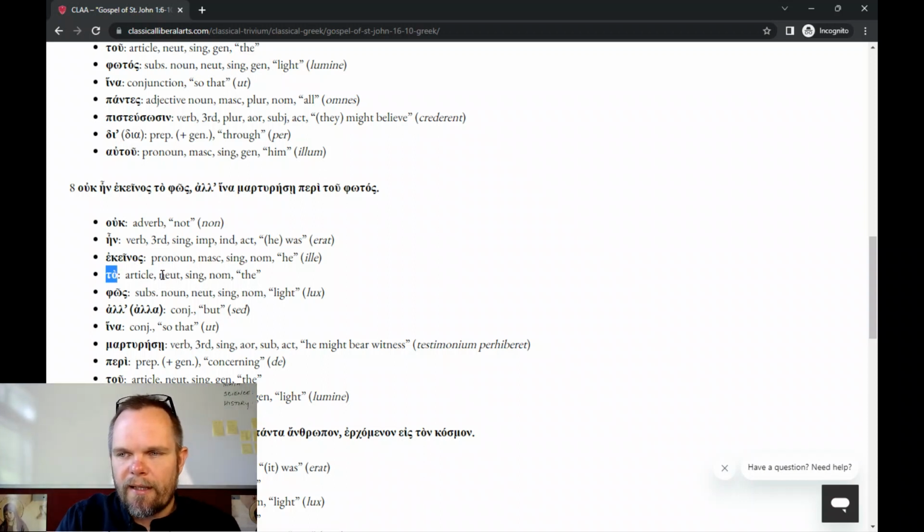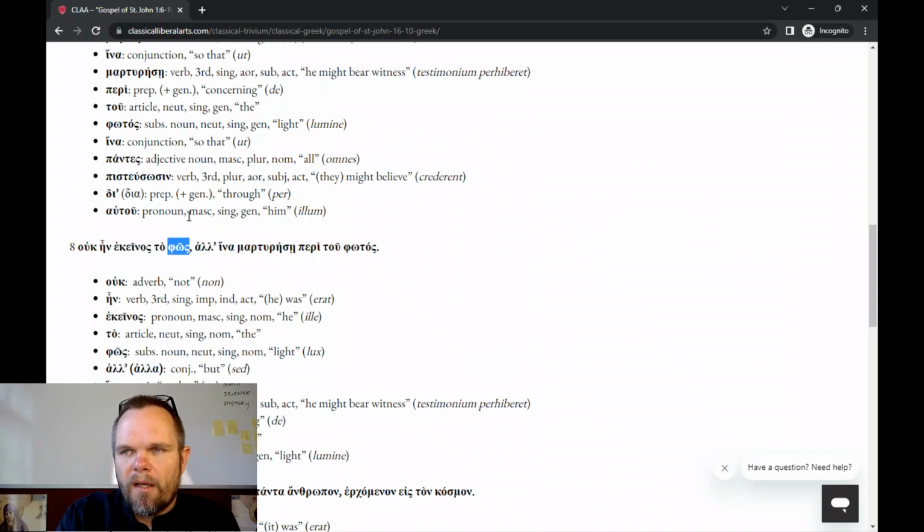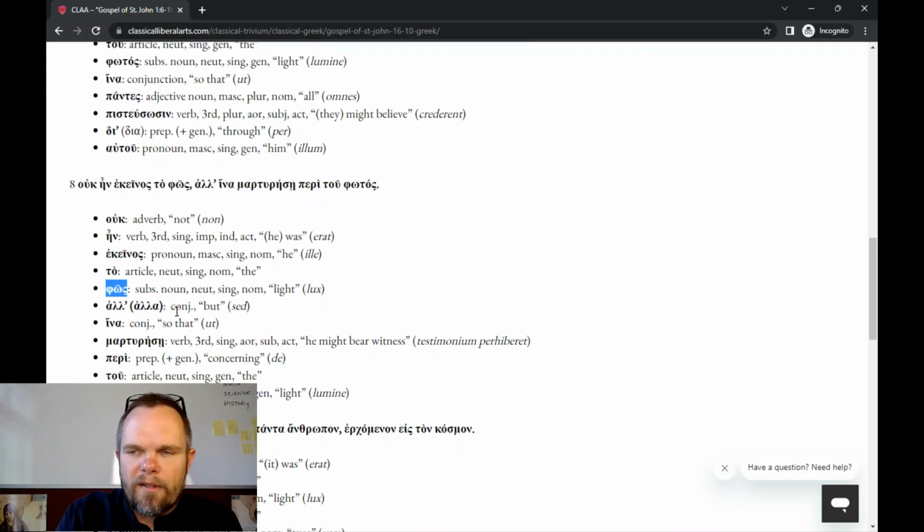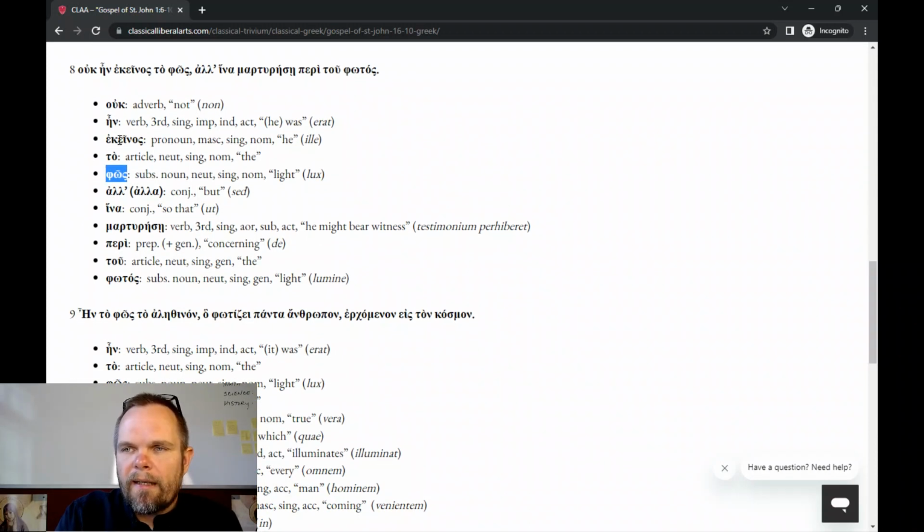So you'll see that I listed phos as neuter, and if you were to check that in the dictionary, you might see that it says masculine, but it's because the article to is being used with it, which is neuter. So ouk ên ekeinos to phôs, not was he the light. And phôs here is the nominative form of the same word that we saw phōtos in the previous verse. So phōtos is the genitive form of the noun phôs. This is the nominative case. Okay? So ouk ên ekeinos to phôs, not was he the light.